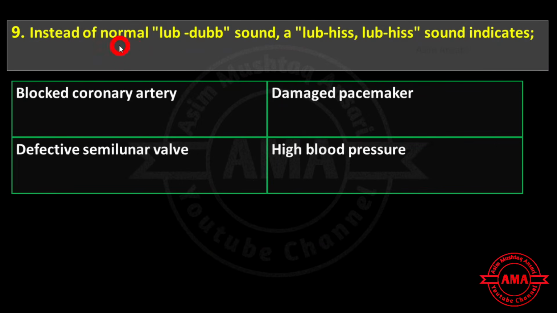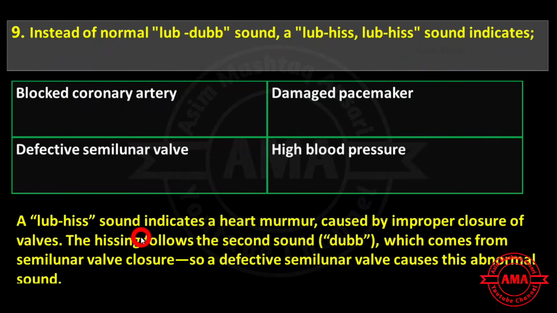Next is, instead of the normal lub-dub sound, a lub-hiss sound indicates blocked coronary artery, damaged pacemaker, defective semilunar valve or high blood pressure. A lub-hiss sound indicates a heart murmur caused by improper closure of valves. The second sound comes from semilunar valve closure, so a defective semilunar valve causes this abnormal sound. So the exact answer is defective semilunar valve.